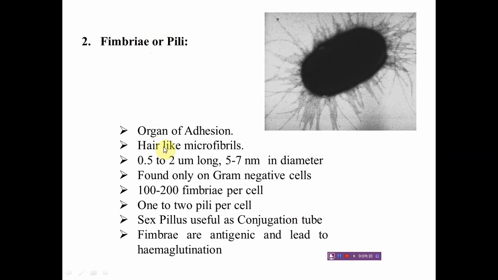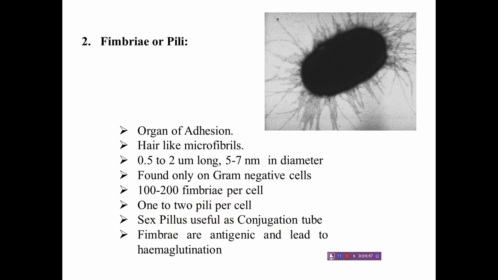Fimbriae are organs of adhesion. These are small hair-like microfibrils. They are one-tenth the size of the flagella, 0.5 to 2 micron long and 5 to 7 nanometer in diameter. These are the dimensions of fimbriae. Nearly 100 to 200 fimbriae are present in case of gram-negative bacteria, and only one or two specialized fimbriae are used for genetic exchange, which are called pili. The sex pilus is also called the conjugation tube, which is useful for conjugation of bacteria.